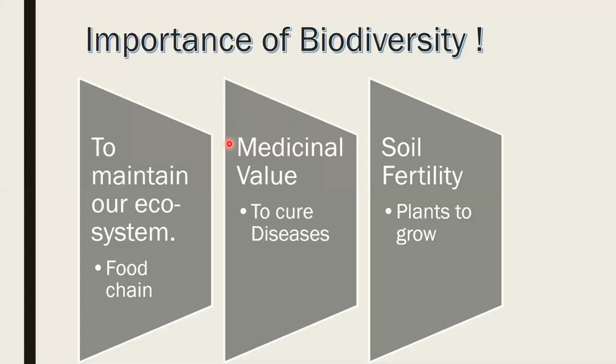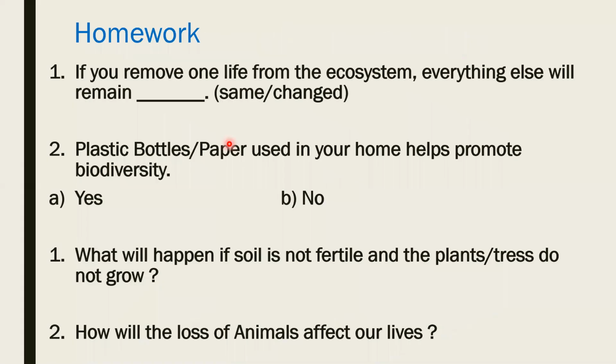Great. Now we learned what is biodiversity first. Then we saw some examples. Now we also saw what is the importance of biodiversity. With this, our objective is completed, right? Our objective was we will be able to describe the importance of biodiversity. We saw what is biodiversity, we saw what is the importance. Now it's time for your homework.